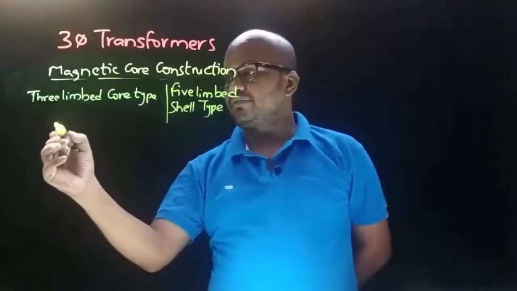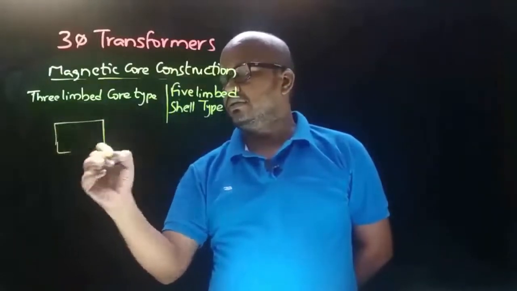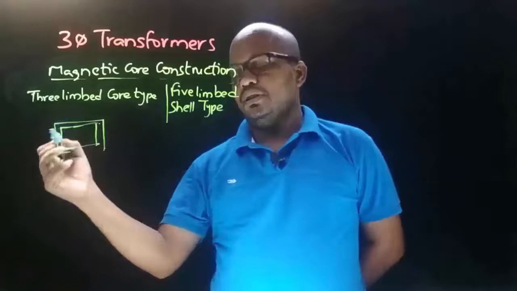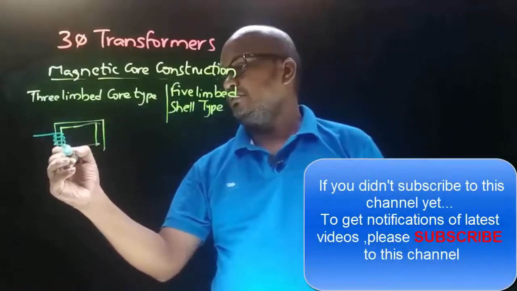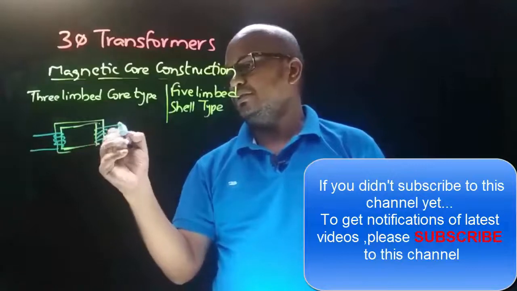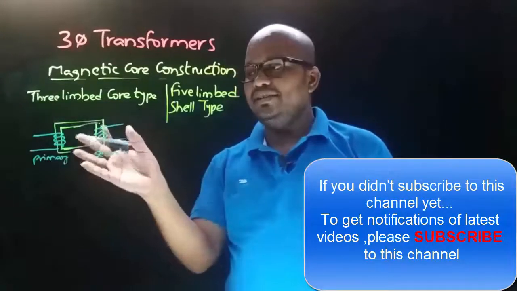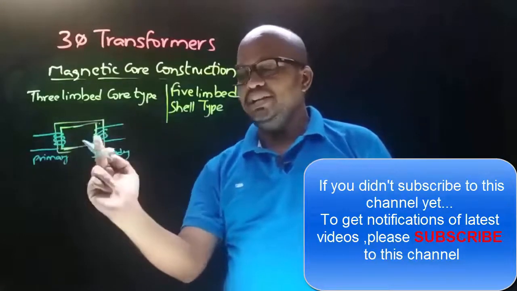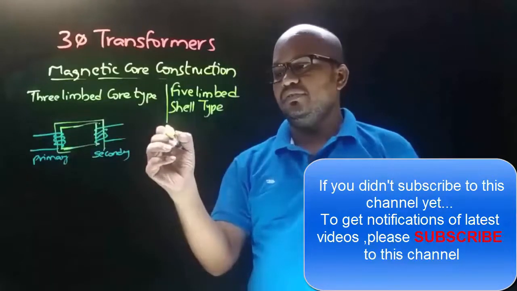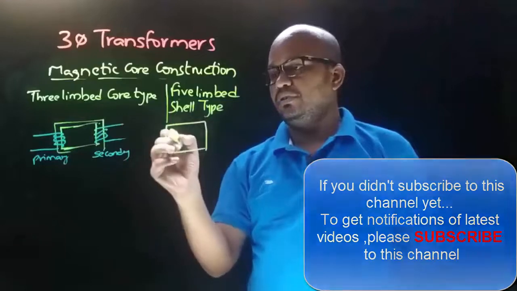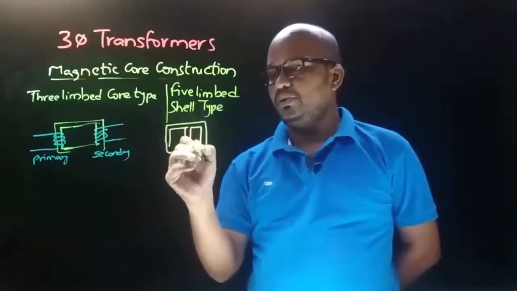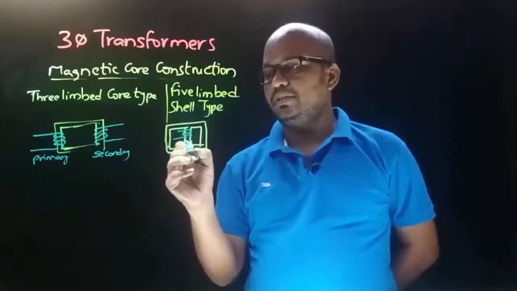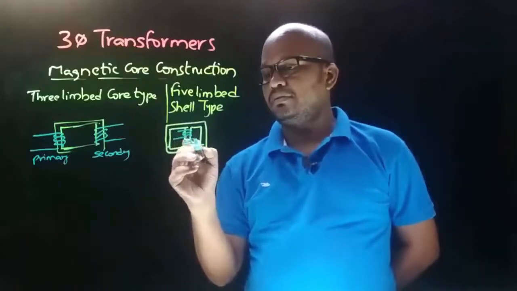Okay. In a single-phase transformer, we have seen that if this is the magnetic core for which the primary winding and secondary winding are wound, let us suppose this is the primary winding and this is the secondary winding, this type of magnetic core construction is called core type construction, in which the winding surrounds the core. Whereas in case of a single-phase shell type transformer, if this is the magnetic core, then the winding will be like this. This is the primary winding and let this be the secondary winding.